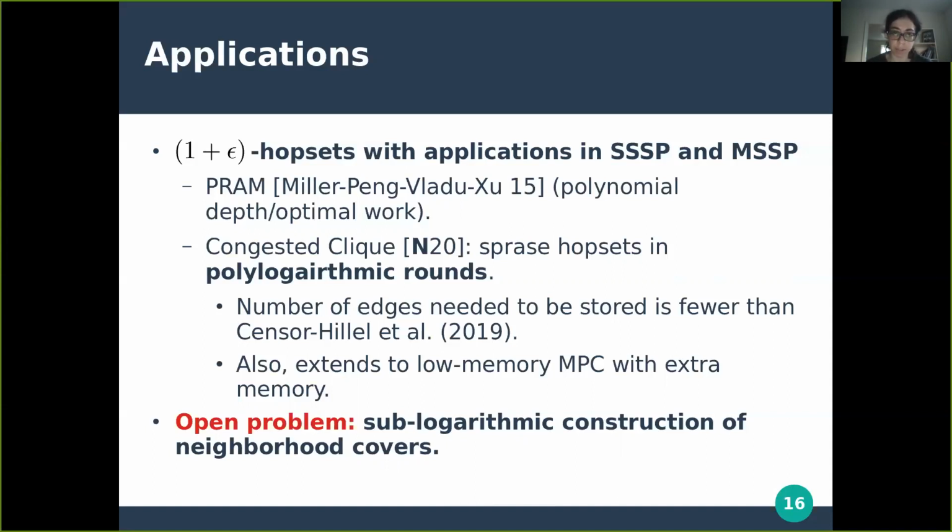For people who are familiar with it, this algorithm can also be extended to low memory MPC with overall extra memory, but only in polylogarithmic number of rounds. And generally in MPC, we would like to get algorithms that run in less than polylogarithmic number of rounds. So this is where I will finish with an important open problem. In order to get better bounds, the first step is to get a sublogarithmic algorithm for constructing neighborhood covers. And that is an interesting open problem in a lot of models.